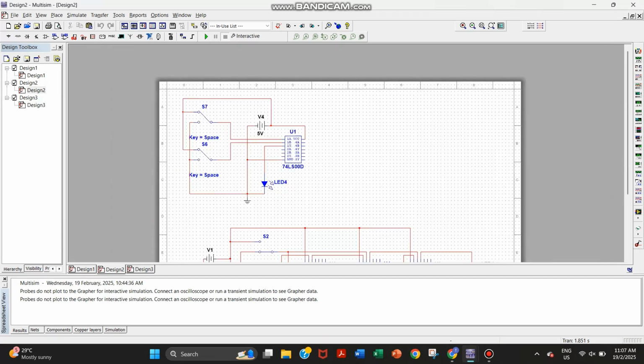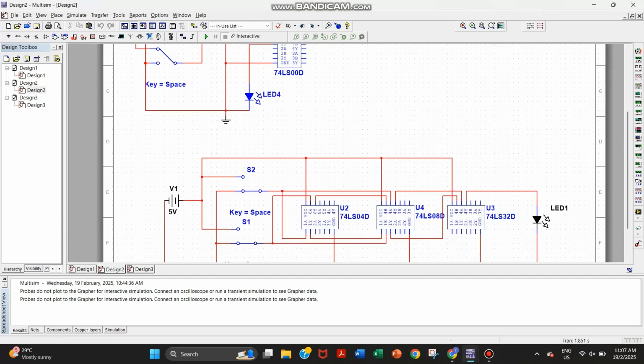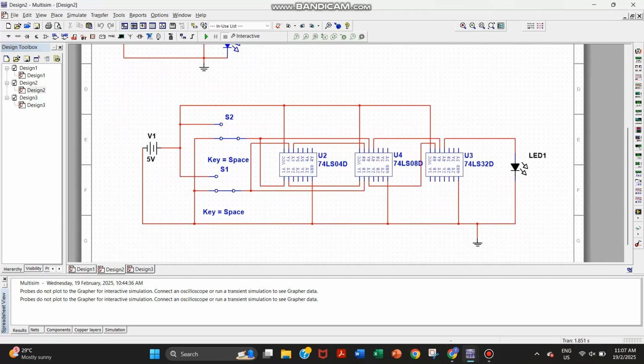Next, we have the replication of the XOR gate, which consists of one NOT gate IC chip, one OR gate IC chip, and one AND gate IC chip. We have both switches, which represent A and B, and we need to do a formula of A times NOT B plus NOT A times B. Then we'll get the output at the final LED.